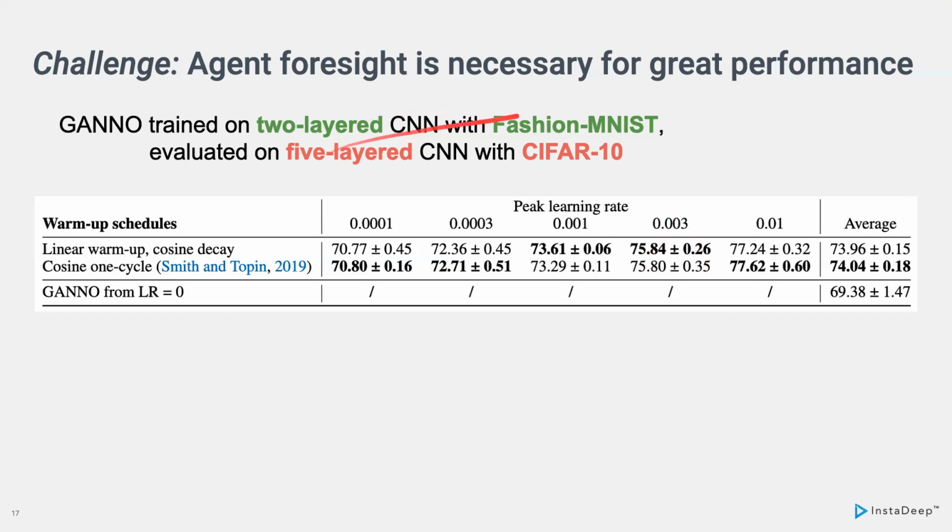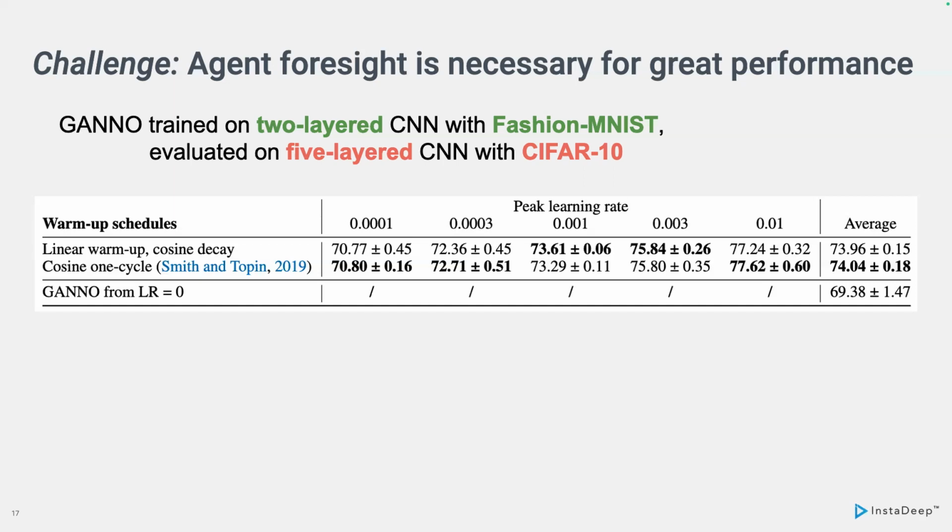Like this was on this CNN problem earlier. These are the highest results in the paper, right? And indeed, when we try GANNO at a learning rate of 0, we just don't get that same performance. And the hope would be that we do, right? The hope would be that GANNO explores the space and finds that it can learn the warm-up schedule, right?